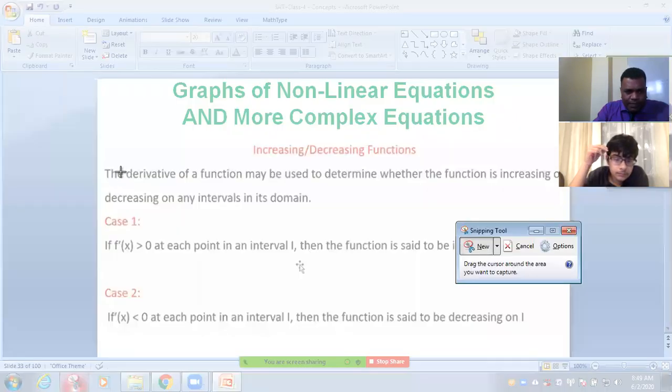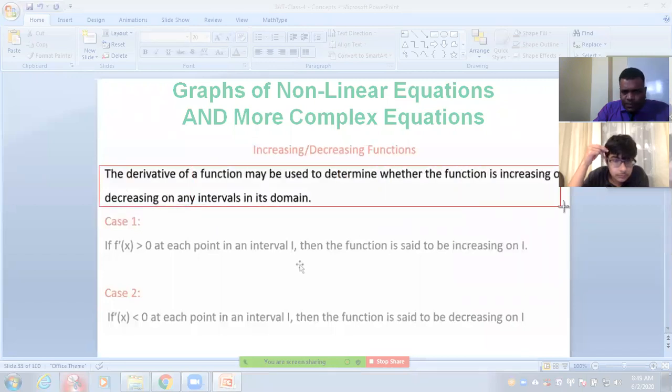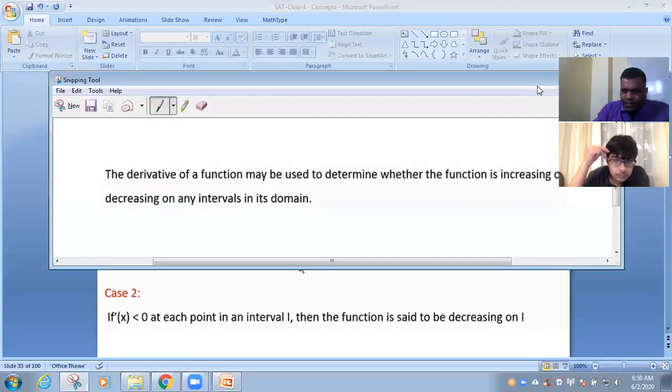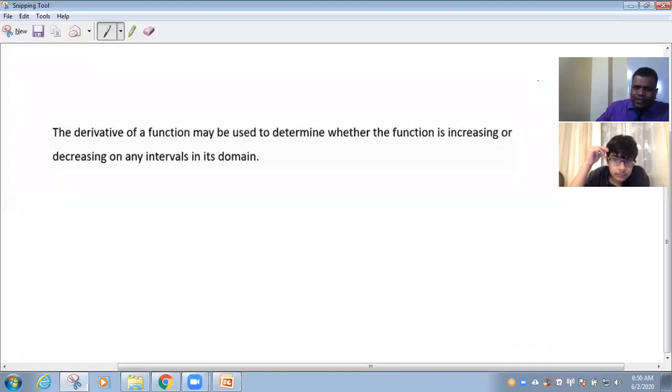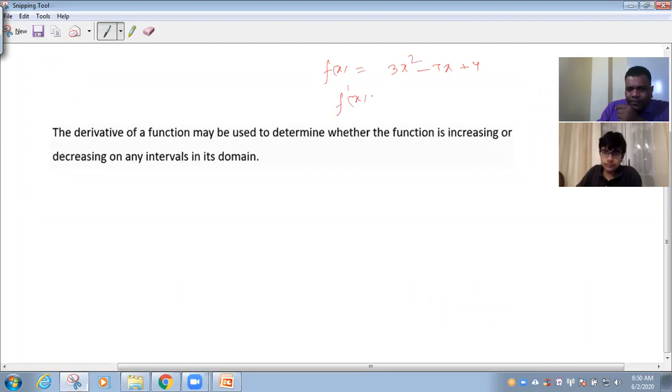For derivatives, I'm going to take 3-4 small examples, and we'll understand. Let us say f of x is given as 3x squared minus 7x plus 4. So can you tell me what is its first derivative, f dash x? It will probably... I'm not sure.